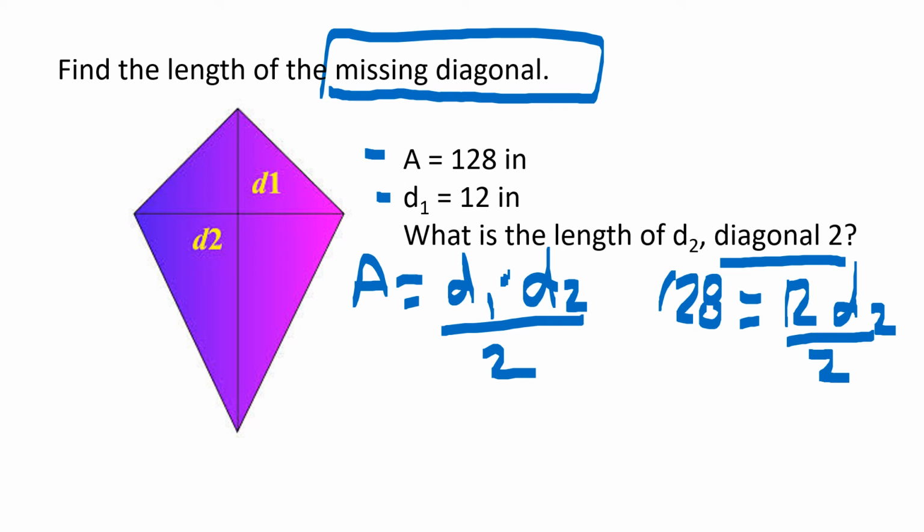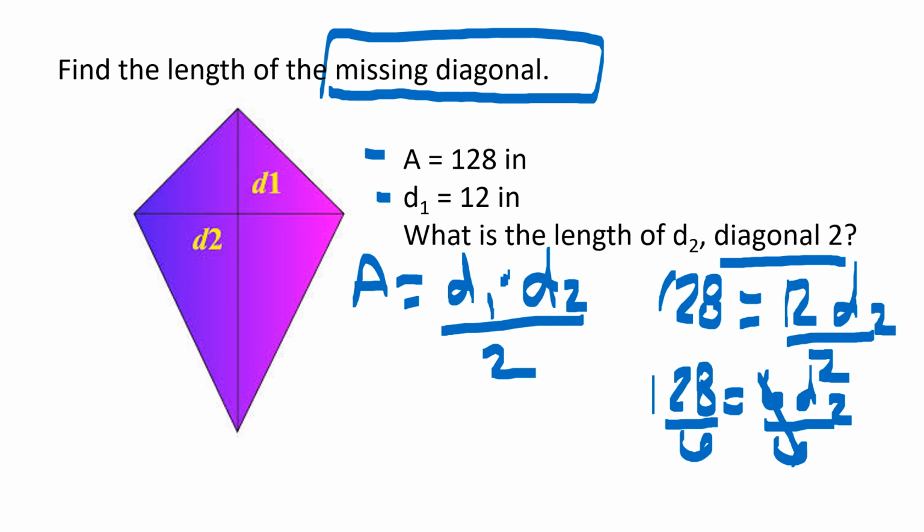So let's divide 12 by 2 first, which will end up to be 6. So I'm going to undo multiplying diagonal 2 by 6 by dividing by 6. So diagonal 2 will end up to be 128 divided by 6, which is a decimal number, and you'll end up with 21.3 repeating, but I'm going to round it to the nearest tenth, so it's approximately 21.3, and the units are still going to be units squared.